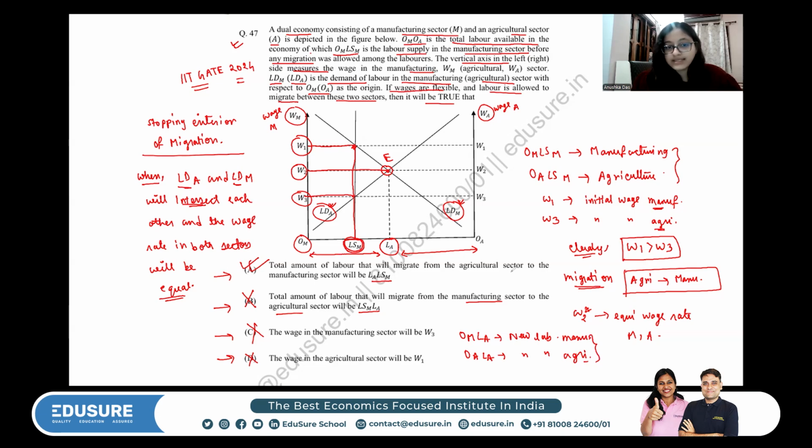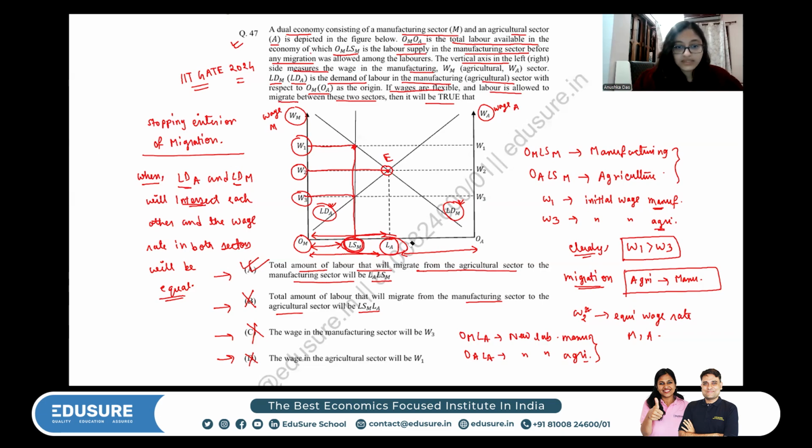So what do you see? What is the total amount of migration? Initially, OMLSM was the amount of labor employed in the manufacturing sector, and now this amount goes to OMLA. So what is the amount of migration? Migration is this amount, LSM LA or LA LSM, whatever you call it. And that is what this option tells you: the total amount of labor that will be migrated from the agricultural sector to the manufacturing sector is LSM, right?